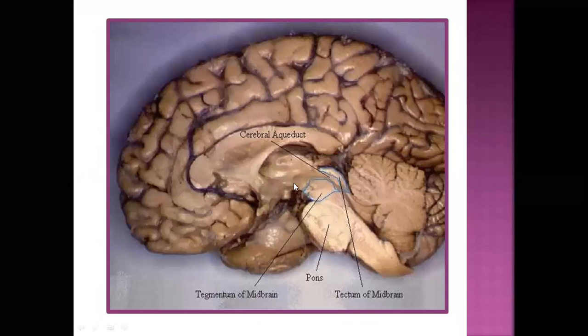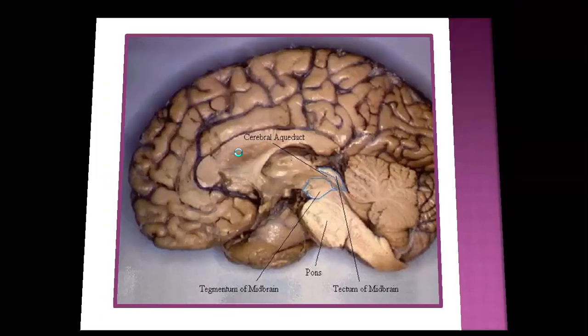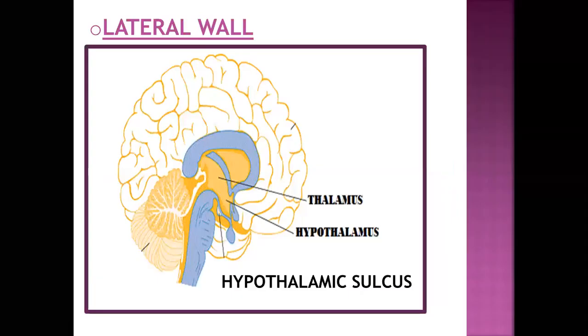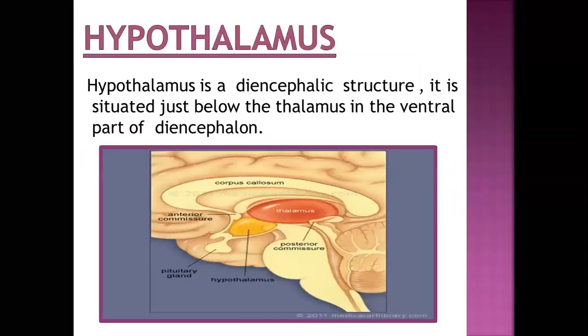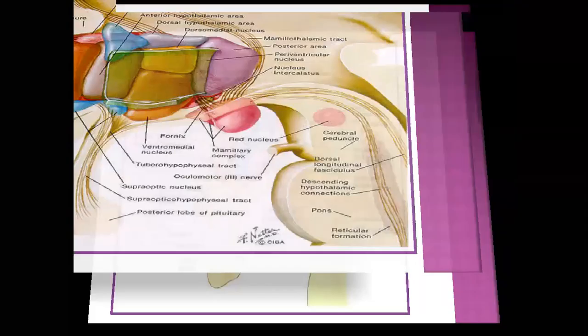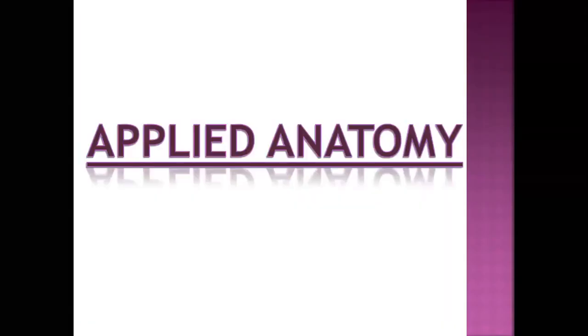So with that, you can make out, this is the thalamus. This is the interventricular foramen. This is the third ventricle. This is the thalamus. This is the hypothalamus. This is the third ventricle. Here you have the lateral ventricle. So that's about the ventricles. Thalamus and hypothalamus you will see in physiology.